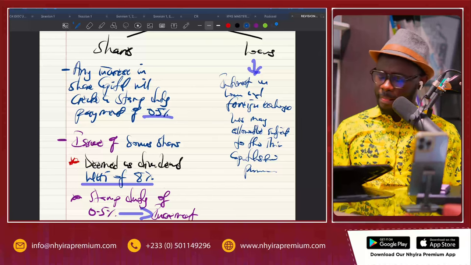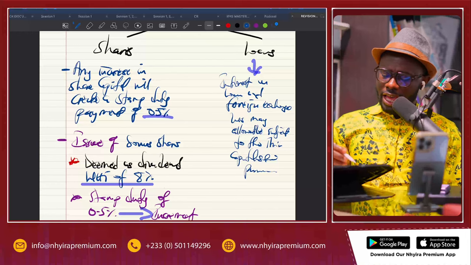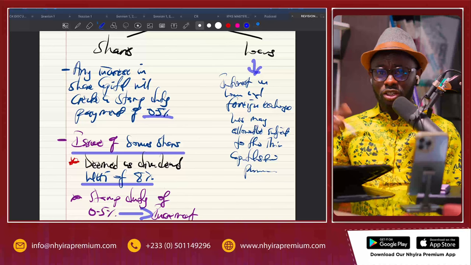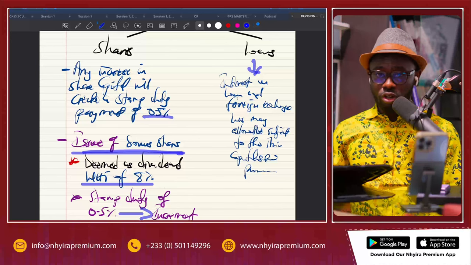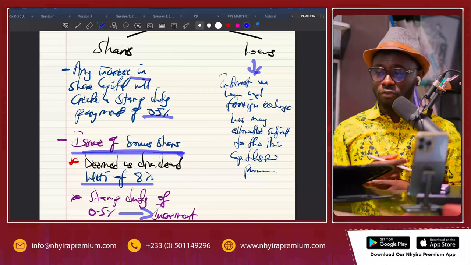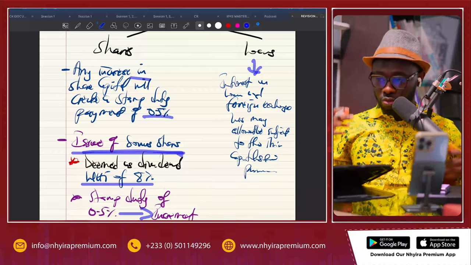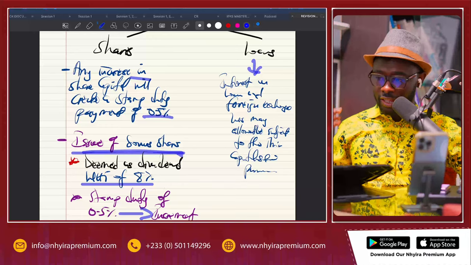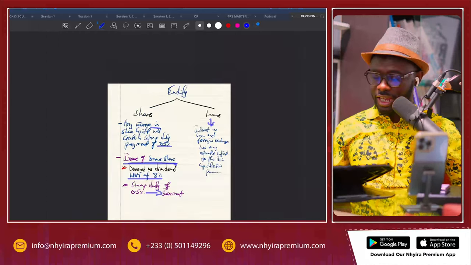But remember, a share bonus issue doesn't bring in any money. So if the company is looking for money, they won't do a bonus issue. They will do either a rights issue or an issue at full market price. That is the idea about that.